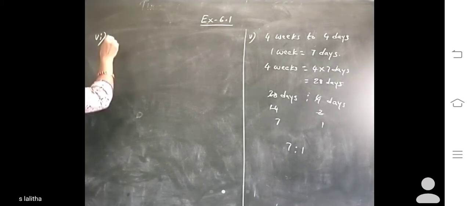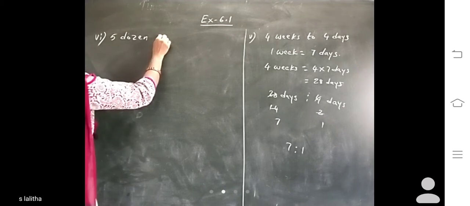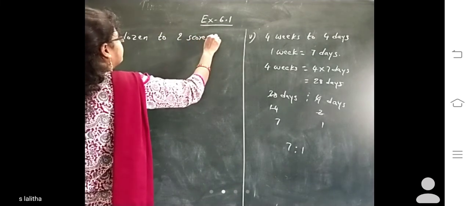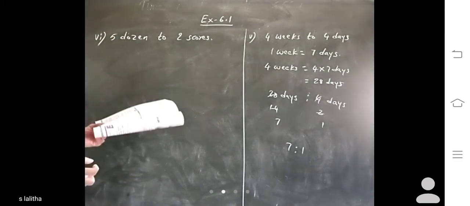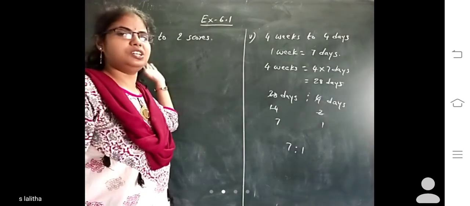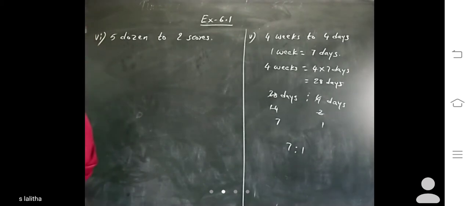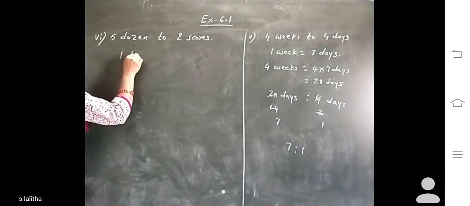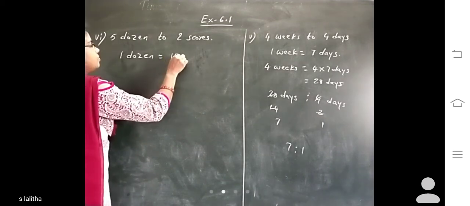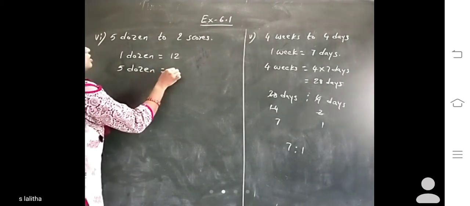Sixth one: 5 dozen to 2 scores. Here the unit dozen is given, here scores is given. They are different, so you have to convert to items. 1 dozen is equal to how many items? 1 dozen means 12. So 5 dozen is equal to 5 into 12.